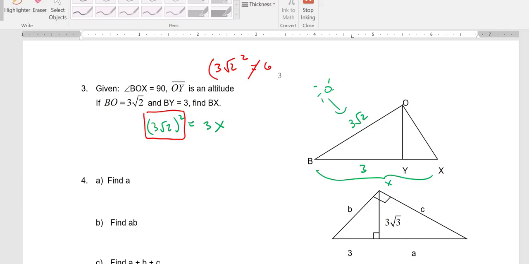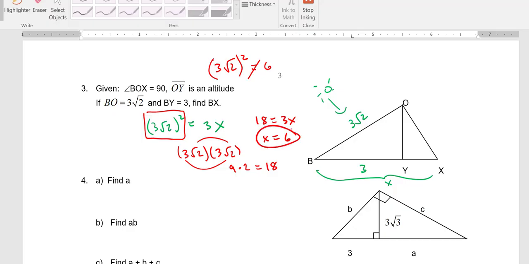Okay, you need to put this in parentheses first of all, and so it's going to be 3 root 2 times 3 root 2, and 3 times 3 is 9, root 2 times root 2 in this case is 2, and so your answer is 18. So 3 root 2, the quantity squared, is 18. So it's going to be 18 is equal to 3x, or x is equal to 6. Okay, so make sure that you are not making that mistake when you are doing these problems.